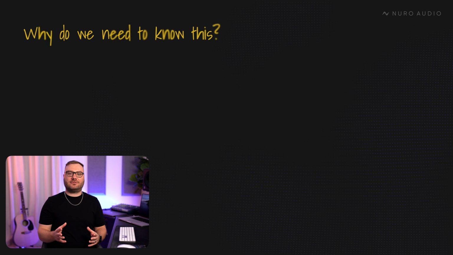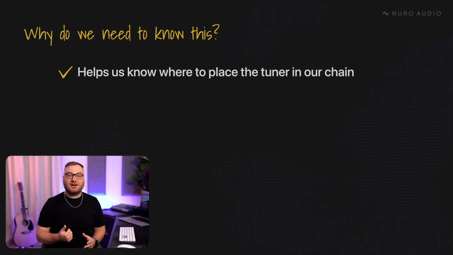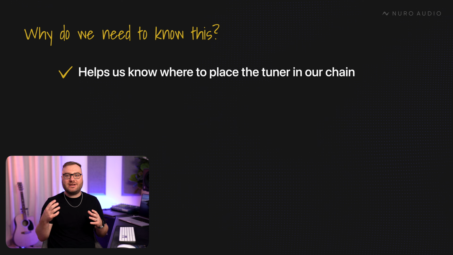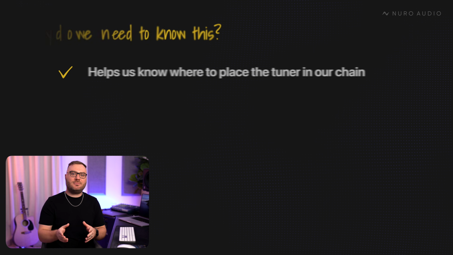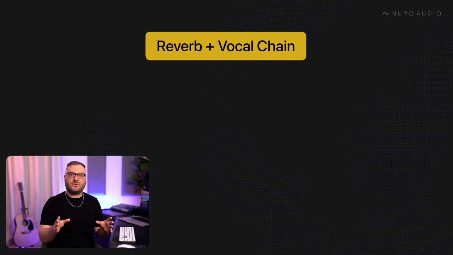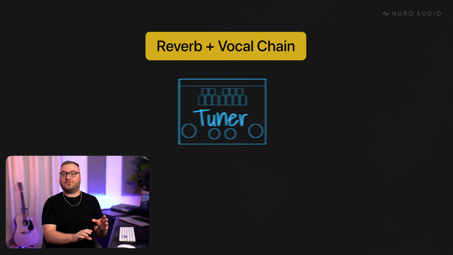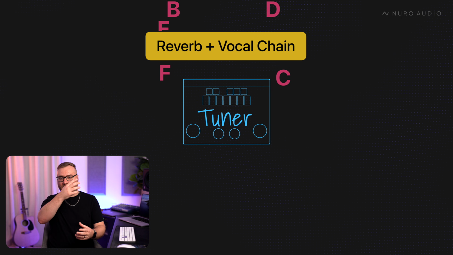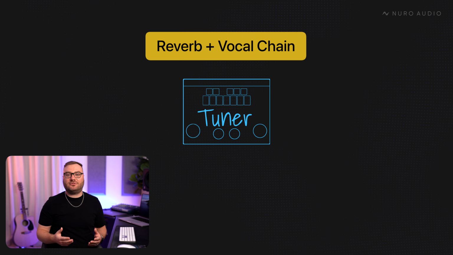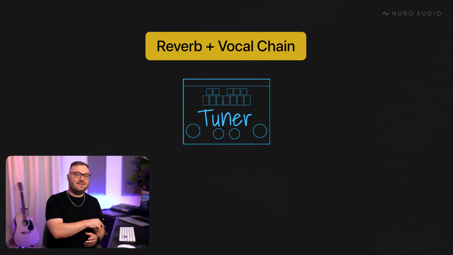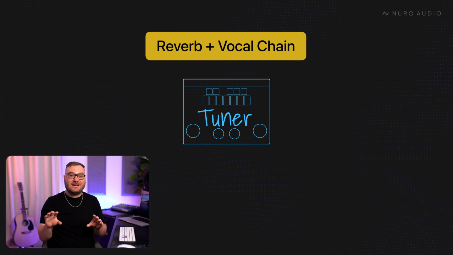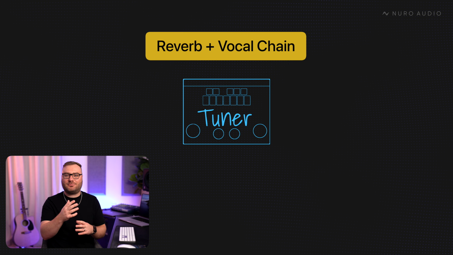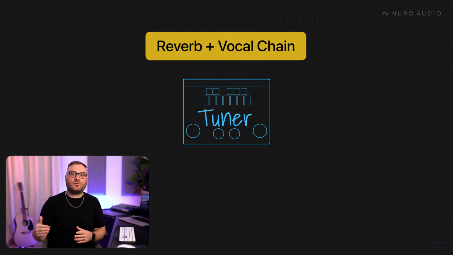So why do we need to know this? Well, first off, it makes it much easier to understand where we need to place our tuner in our chain. Think about this. Imagine if you put a reverb on your vocal and then you put your automatic tuner after it. The reverb is going to be ringing out all the different notes that you sang. So even if you're singing an E, but you just sang a D, some of that D is still going to be ringing out in the reverb tail. This is a big problem for automatic tuners because they don't know which note you're actually trying to sing. They're seeing both notes and it's probably going to end up fluttering back and forth between those notes.